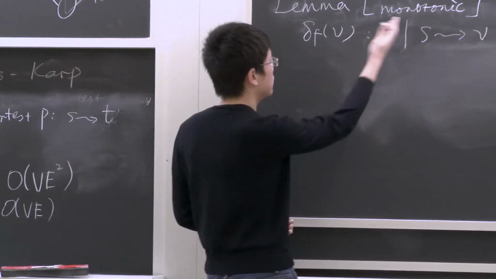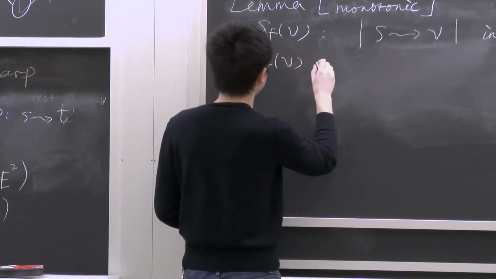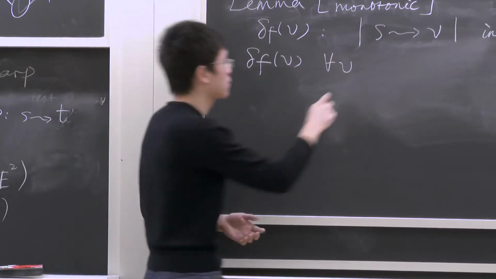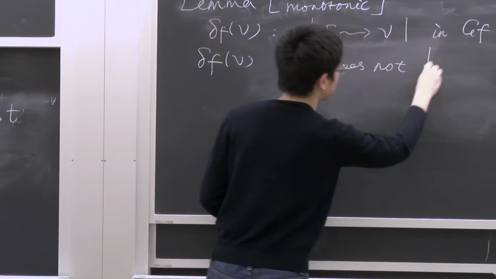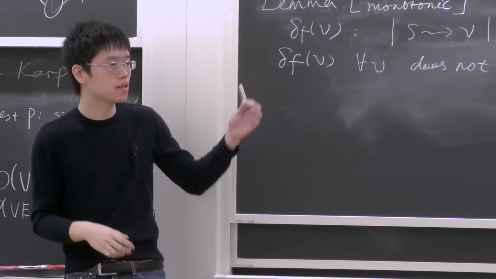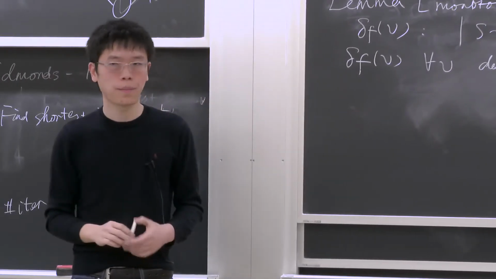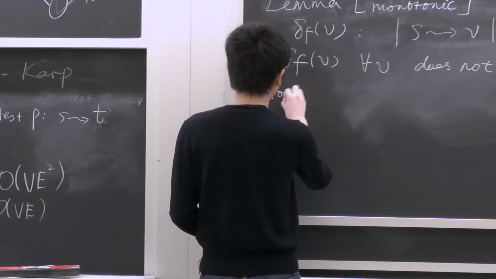And this lemma says delta F V for any vertex V does not decrease. Okay, so it can only monotonically increase. Okay, we're going to prove that.